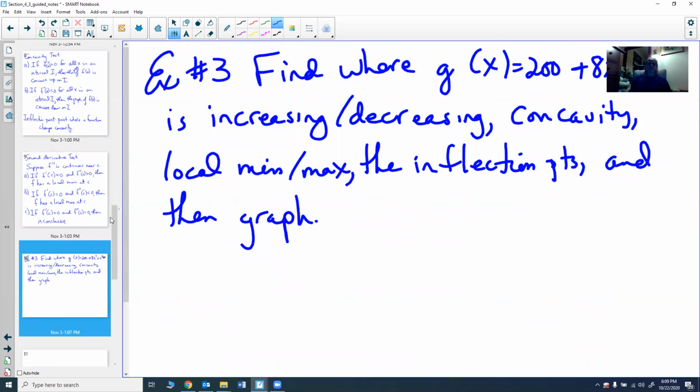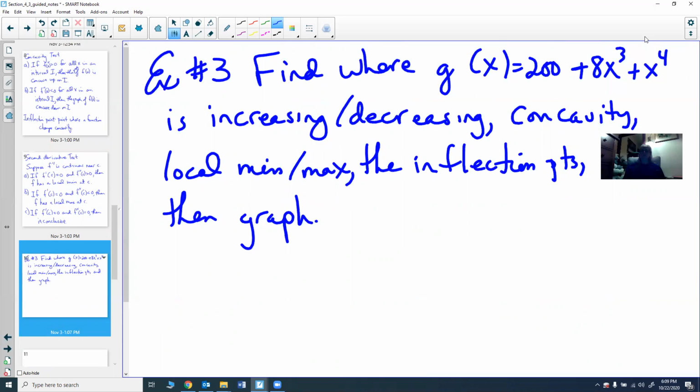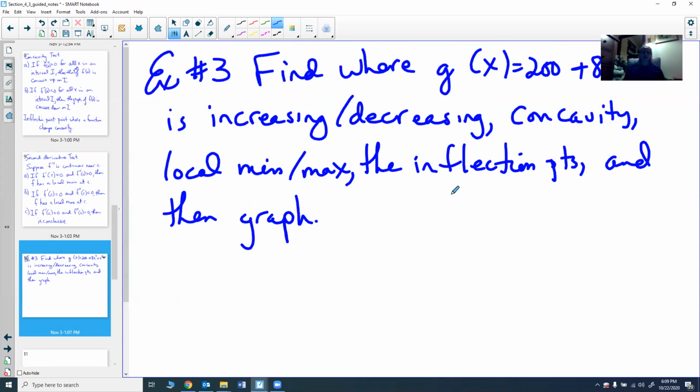So let's try an example of that. Let's find where g of x, which is equal to 200 plus 8x cubed plus x to the fourth, is increasing, decreasing, its concavity, its local mins and maxes, and any inflection points it might have. And then we can actually, from all of that information, graph it. So let's see if we can do this.